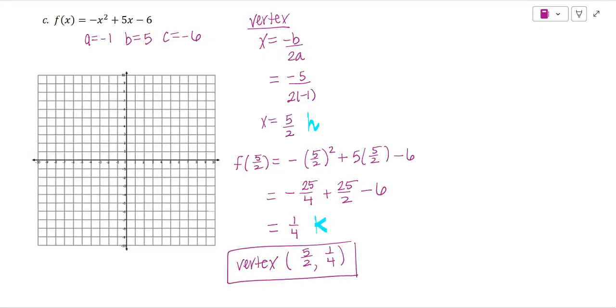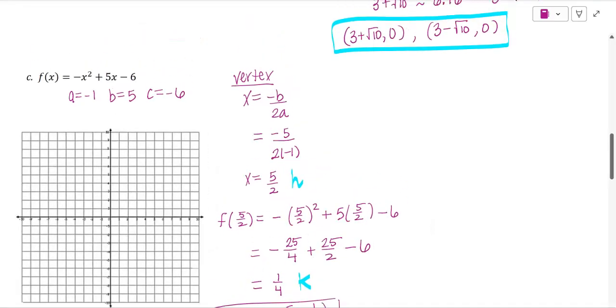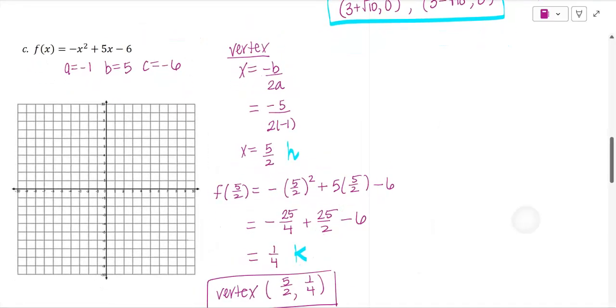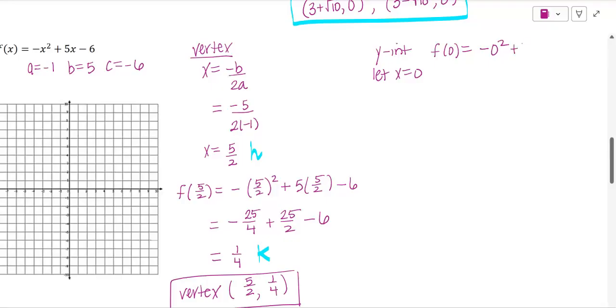Okay. And then let's find our y-intercept. Let x equal 0. So f of 0 is negative 0 squared plus 5 times 0 minus 6, or negative 6. So this is our y-intercept.